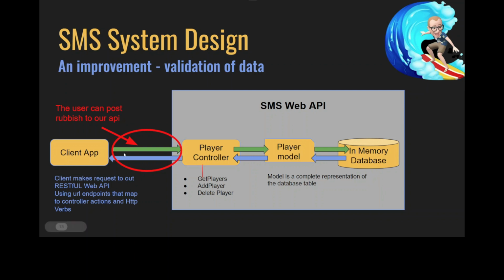One example of this is one of the fields in our player controller that is an email address. At the moment, the email address is stored as a string in the player model, and in turn as a string in the in-memory database. So as long as the client supplies a string for that field, the information for that email address property will get posted, even if it isn't actually an email. And there lies our first improvement: validating the data the user supplies to our web API.